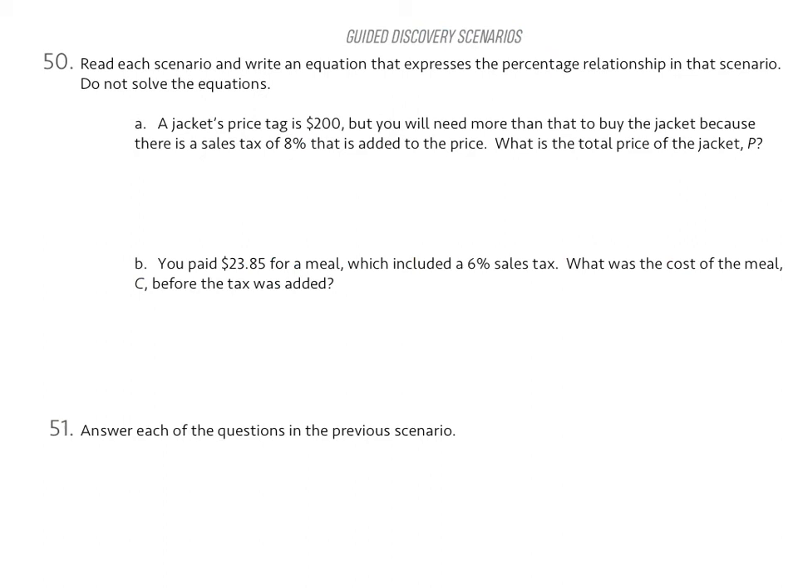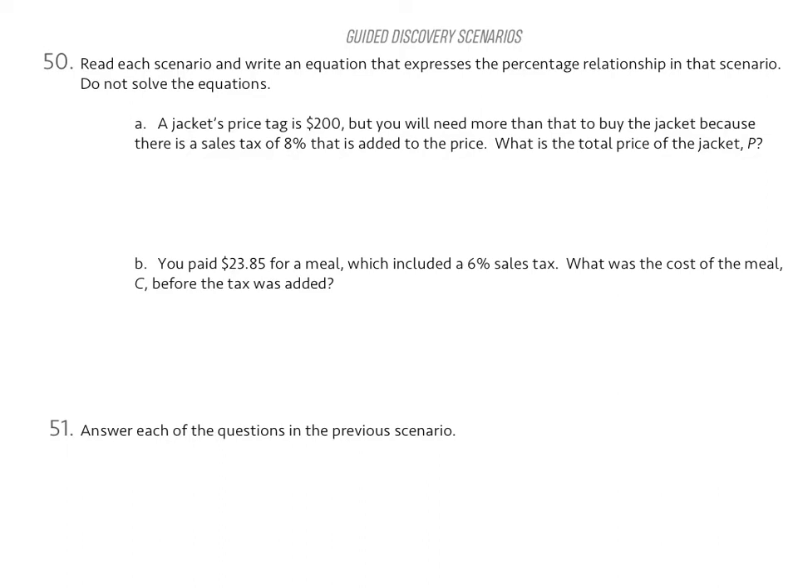50. Read each scenario and write an equation that expresses the percentage relationship in that scenario. Do not solve the equations. Part A. A jacket's price tag is $200, but you will need more than that to buy the jacket because there is a sales tax of 8% that is added to the price. What is the total price of the jacket?